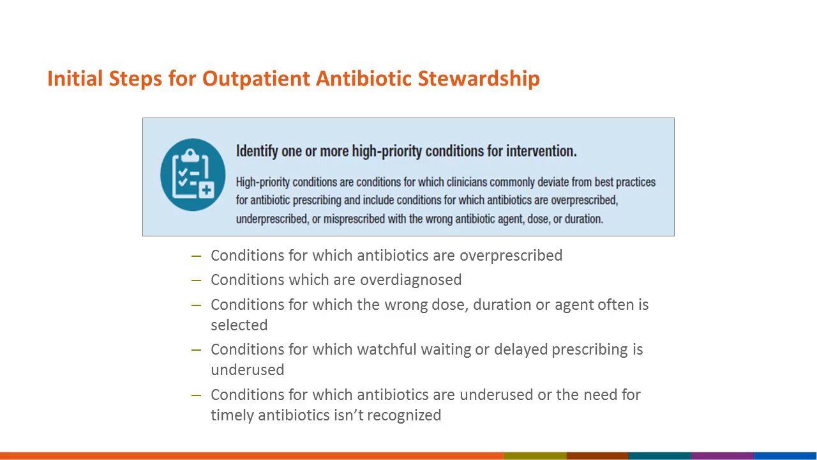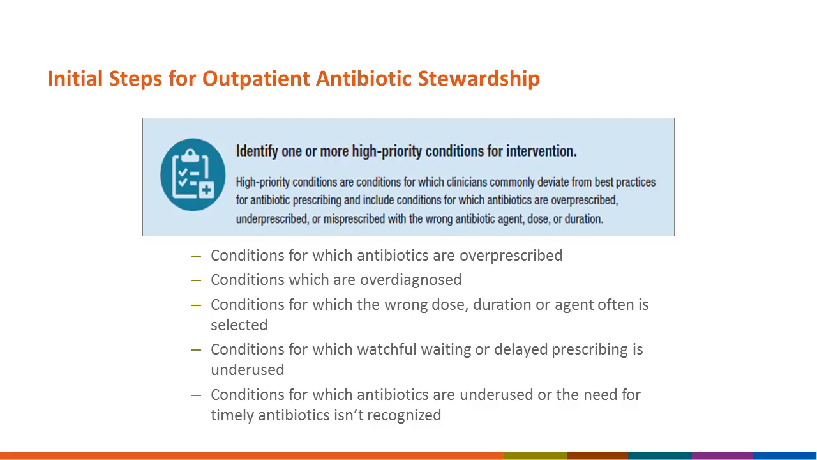So where do you start? What are the initial steps to implementing outpatient antibiotic stewardship? First, it's important to identify within your practice or clinic what the opportunities for improvement are by identifying the high priority conditions for intervention. High priority conditions are those conditions within your practice or facility for which clinicians are commonly deviating from best practices for prescribing antibiotics.